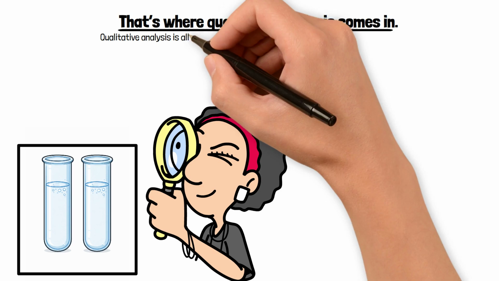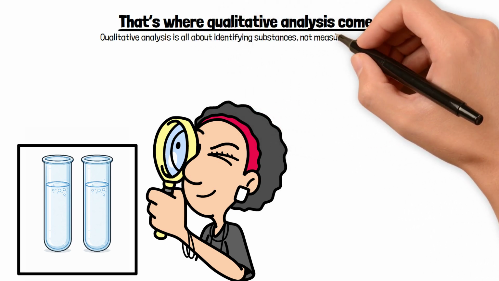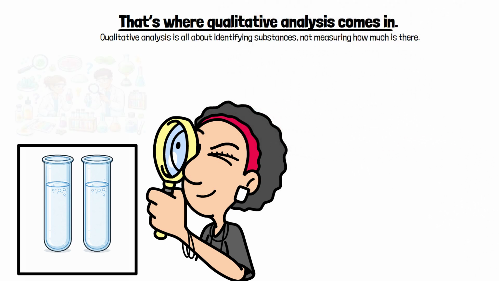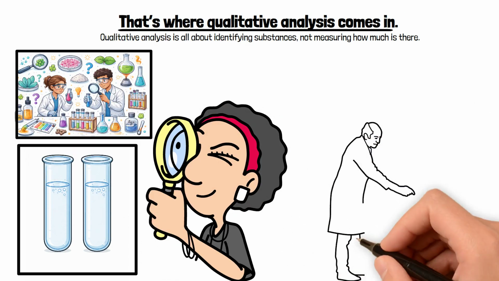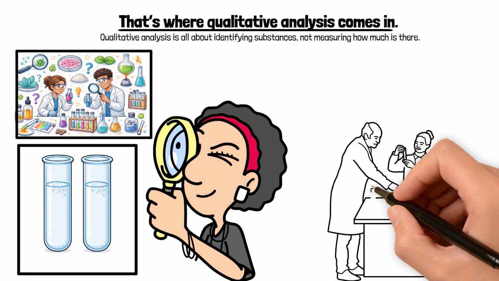Qualitative analysis is all about identifying substances, not measuring how much is there. It answers a simple question: what is present? Chemists use specific tests to identify ions and gases based on how they react.